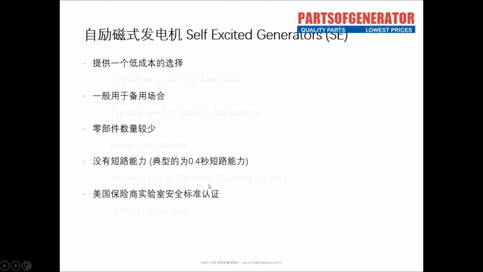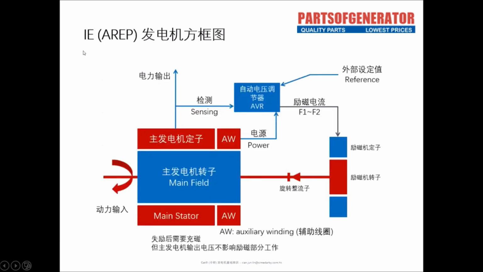Its disadvantage is that it has no short-circuit capability. The so-called short-circuit capability means that if the current output by our main generator is very large, it will drag down the voltage of the entire generator. The drop will be very severe, and the voltage may not be able to rise again. This situation means it has no short-circuit capability.